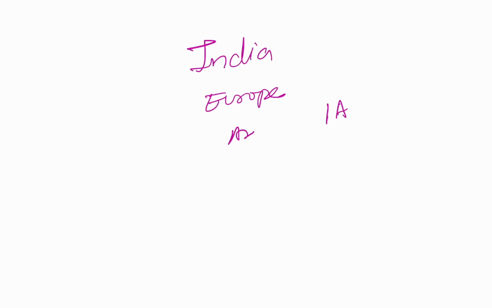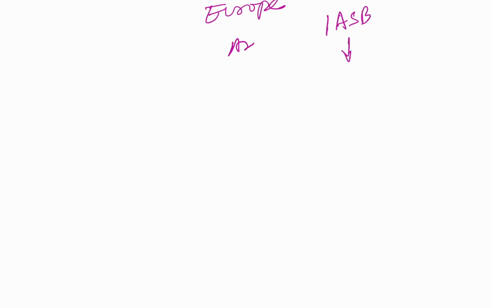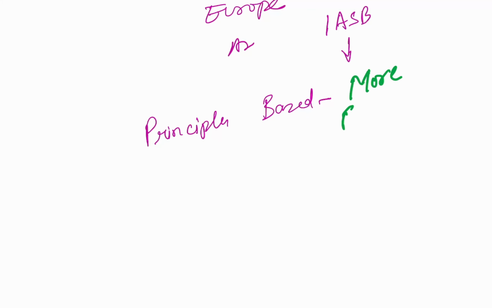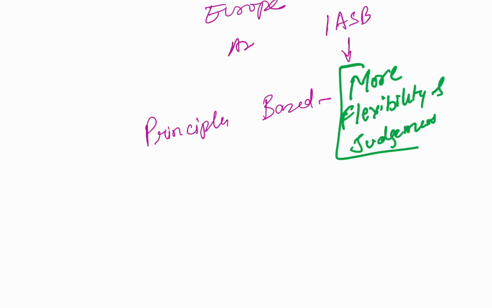So IFRS is widely used in India, Europe, Asia and many other countries, and it is issued by the IASB. Write down, International Accounting Standards Board. It's principles based. What does this mean? It gives companies more flexibility and judgment. They give you options, so whatever suits you best, you can pick it up.